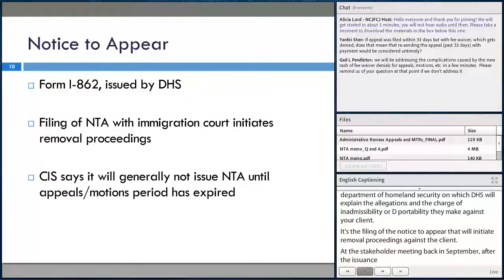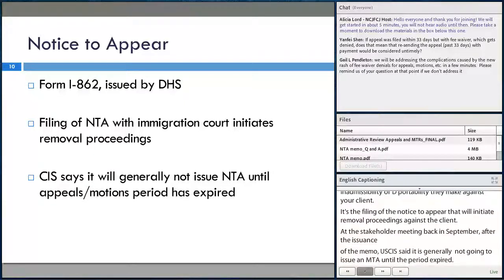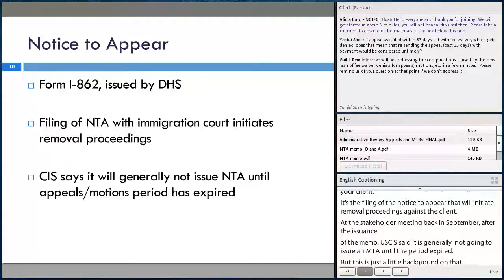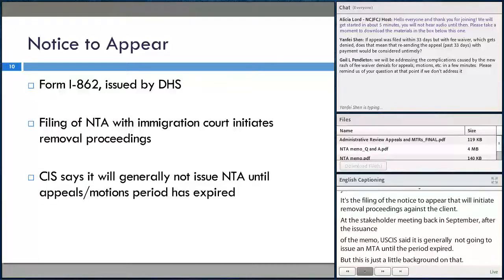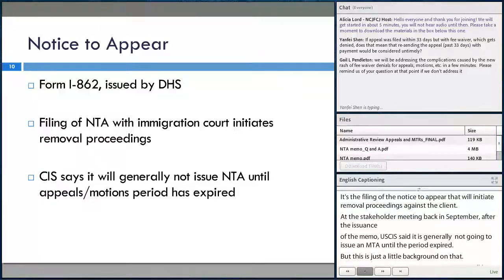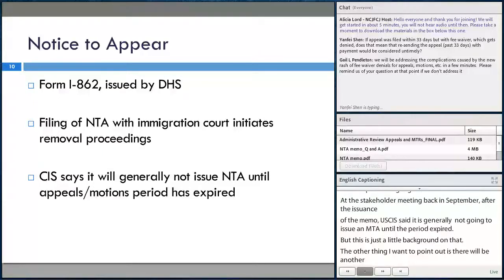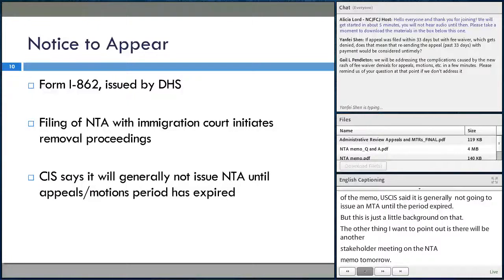The other thing that I'd like to point out is that there's going to be another stakeholder meeting on the NTA memo tomorrow, actually. And then I was going to put the link to this. Here we go. So if you are not already signed up for this stakeholder meeting, it could be helpful to attend to get the most up-to-date information straight from the horse's mouth as to how this NTA memo is going to be implemented, because we don't actually have that information yet.